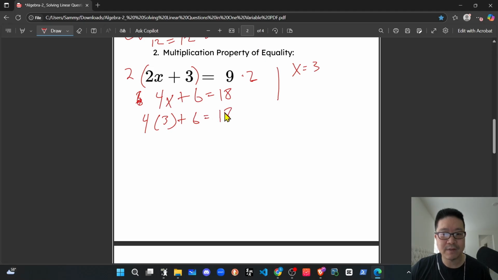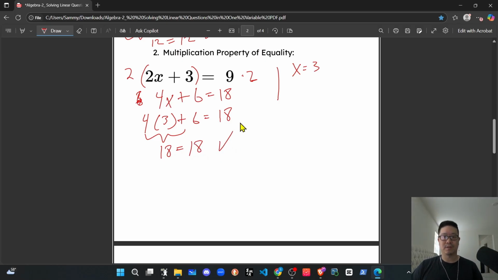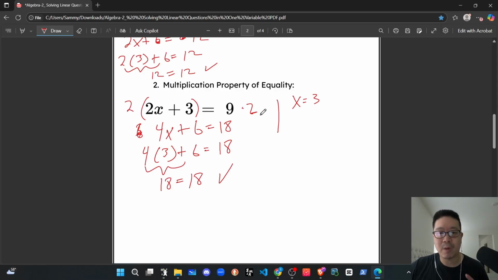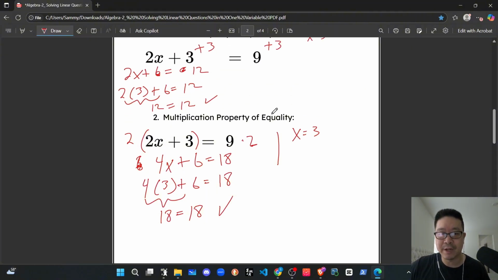On the left side, 4 times 3 is 12. 12 plus 6 is 18. And 18 does equal 18 on the right side. Therefore, this is a true equation. So these would be the two properties that you would need to know to help you solve for the unknown in linear equations.